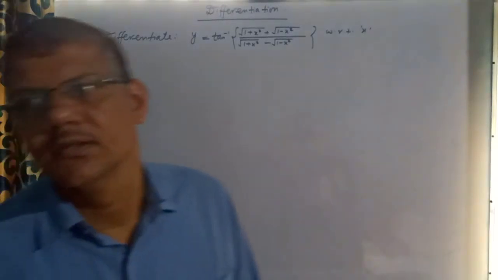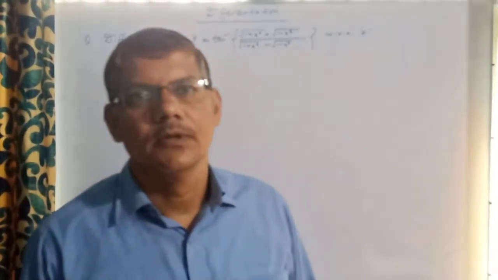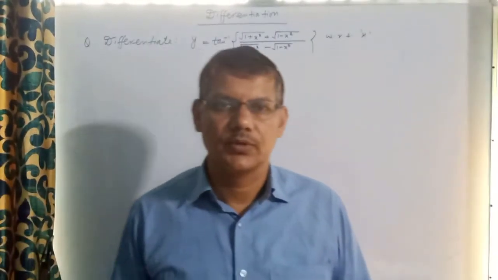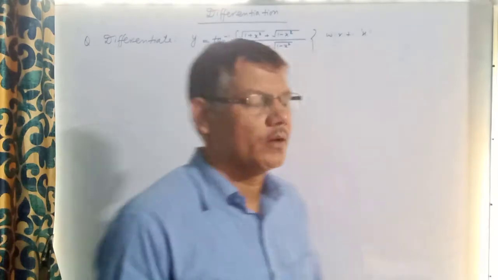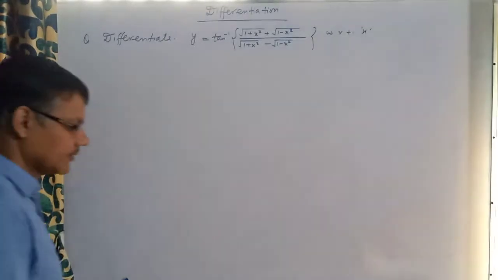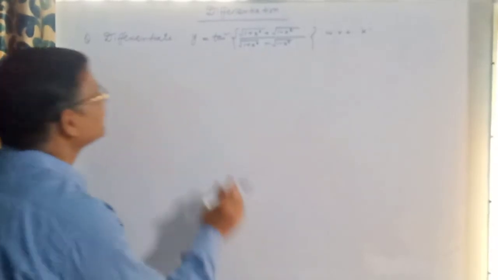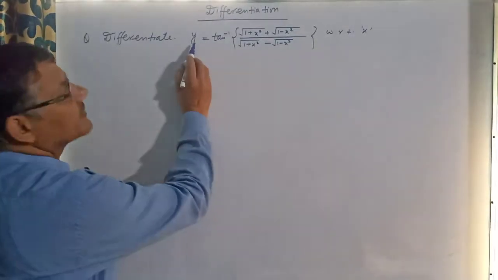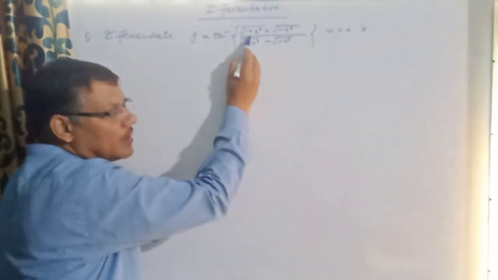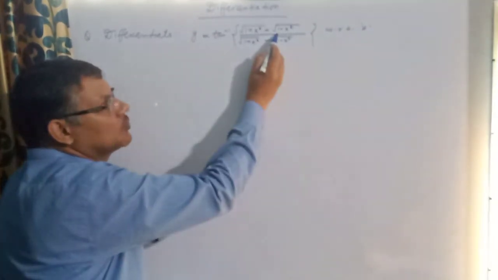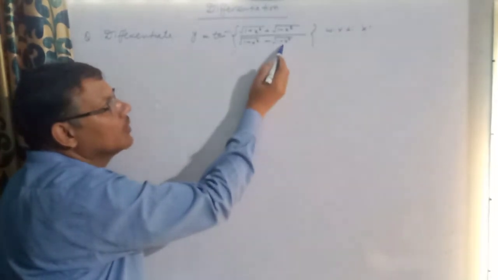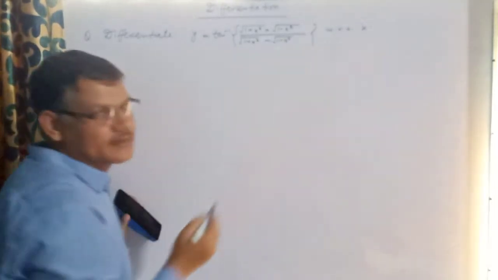Good morning, students. Now, after knowing the formula of differentiation of the inverse trigonometric functions, we are going to deal with some questions. And no doubt they are very important. So, I start from the question: differentiate the function given by y is equal to tan inverse of (root over 1 plus x square plus root over 1 minus x square) by (root over 1 plus x square minus root over 1 minus x square) with respect to x.